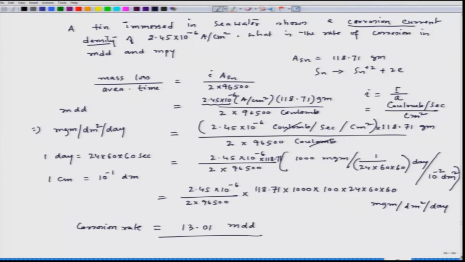We will solve the other part, which is in MPY, in our next lecture. Let us stop here. We will continue our discussion on kinetics of corrosion. Thank you.